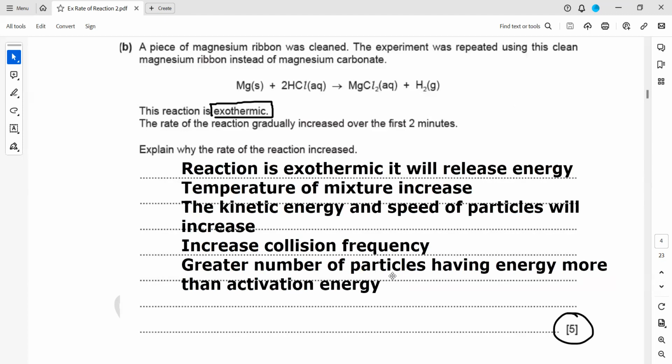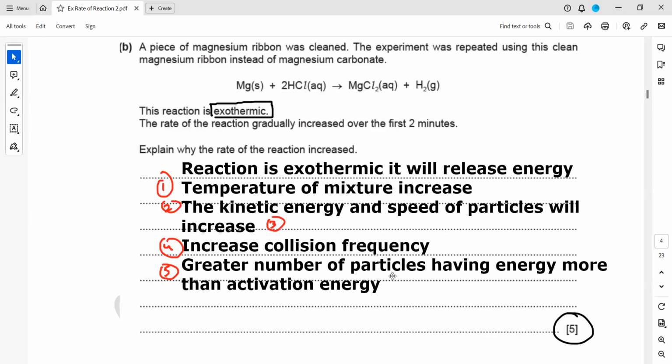So the temperature increase, that will score 1 mark. Particles have more energy, that will score the 2nd mark. When you mention particles will move faster, that will score the 3rd mark. Like speed of a particle increase, that is the 3rd mark. There will be more collisions, that is the 4th mark. And greater number of the particles have energy more than activation, that is the 5th point.